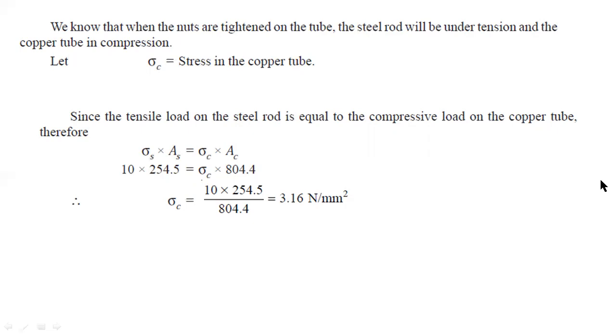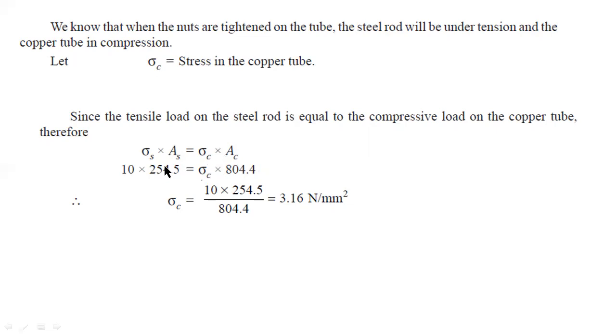Here this is a copper, so this is a composite tube. In composite bars problems, the total load is equal to the sum of the loads acting on each bar. But this is a composite tube. In composite tubes problems, the load acting on each bar is the same. So here the load acting on the steel rod equals the load acting on the copper rod.